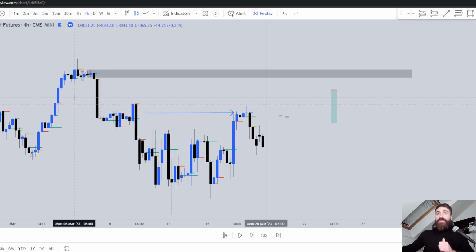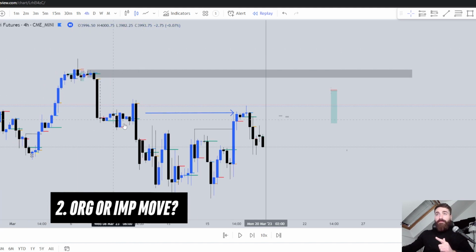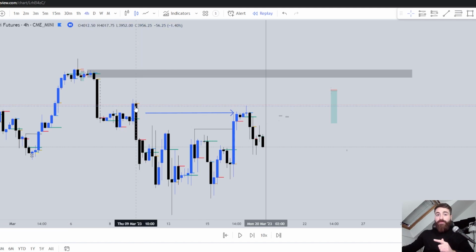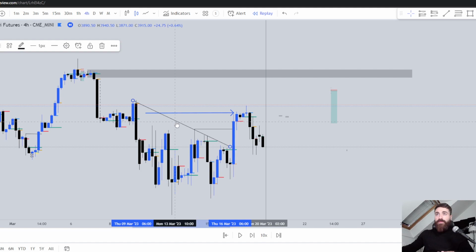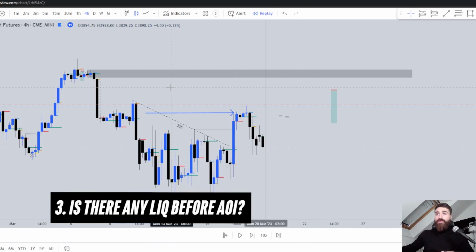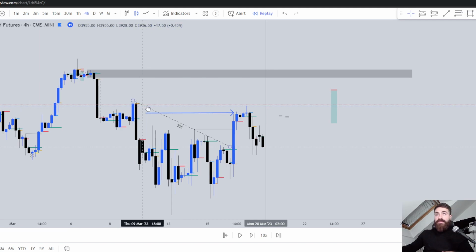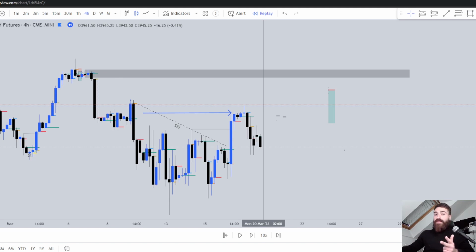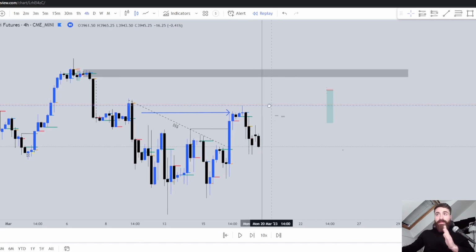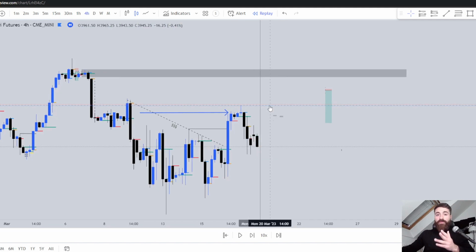Rule number 2: is this the origin or the impulse move? This is the impulse move, and this is the origin of the move. So those are 2 different areas. Always the origin has higher probability because there's some liquidity to be taken before reaching it, which gets us to rule number 3. Is there any liquidity to be taken before reaching this area? And yes, there is. And also there's a huge imbalance. And if we cannot identify the liquidity, then we are the liquidity.